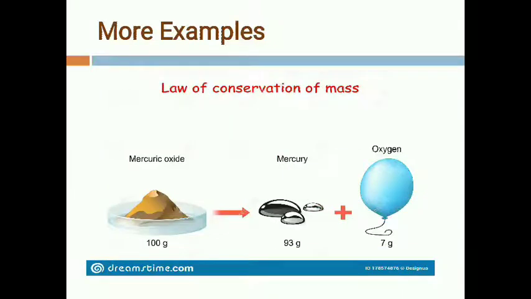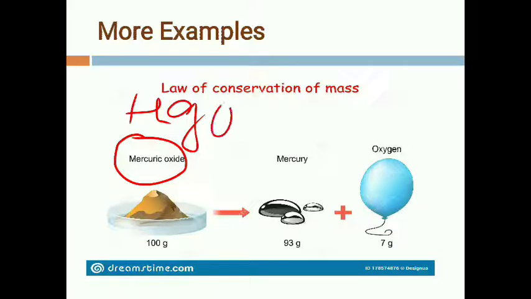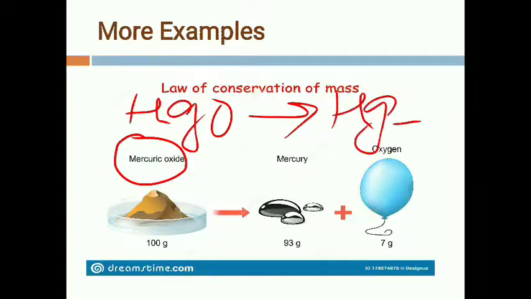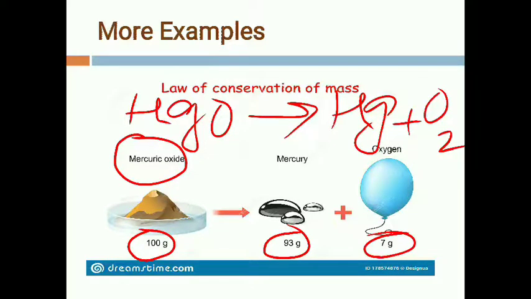Another example is the decomposition of mercuric oxide. Okay, so mercuric oxide is HgO. When you heat it, it decomposes to mercury and releases oxygen gas. So it is a chemical reaction. So you can see experimental data is available. If you start with 100 gram, you'll get 93 gram of mercury and 7 gram of oxygen. So the total mass on the right side is also 100. So it is proved, the law of conservation of mass.